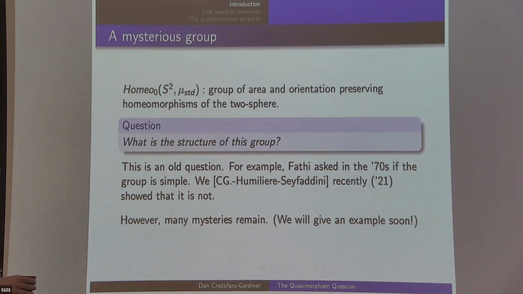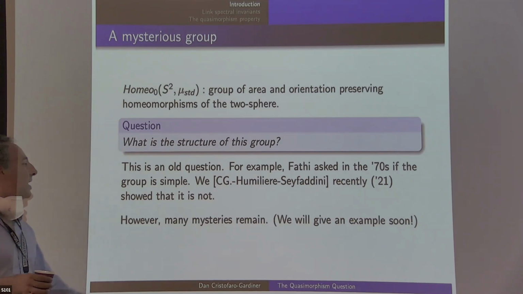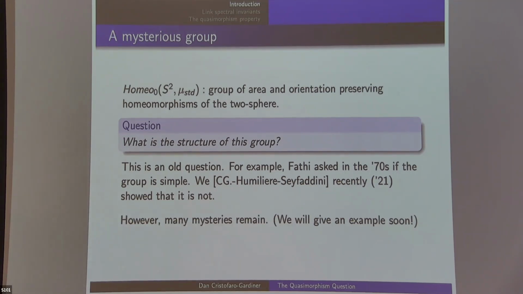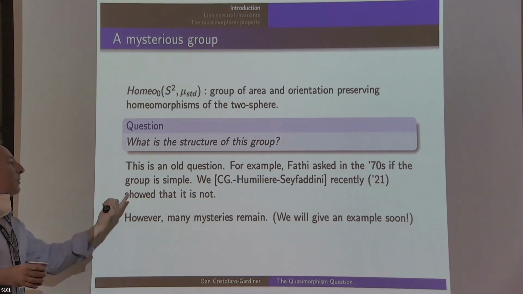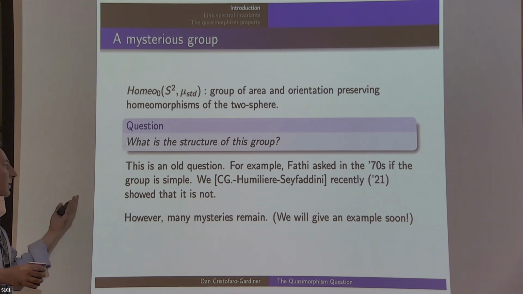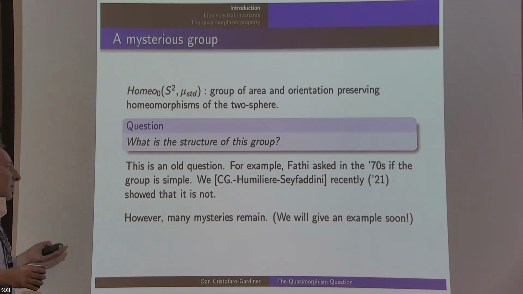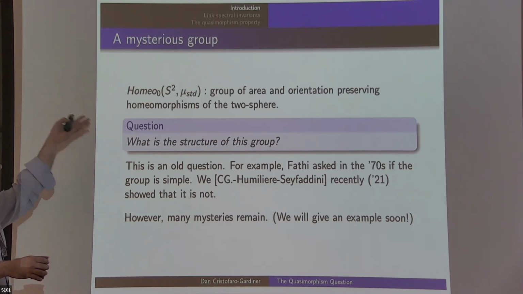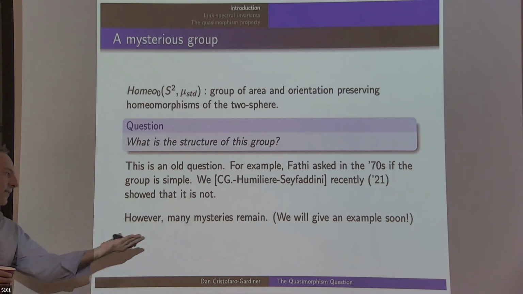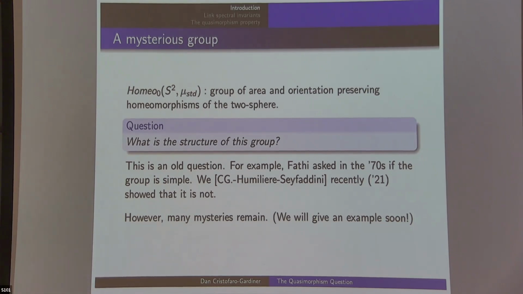And it turns out that the structure of this group is a big mystery, just as abstract algebraic structure. For example, in the 70s, Fathi asked if this group is simple. And we figured this out about 2 years ago. We showed that it's not simple. However, there's lots of things that one would like to understand about this group that we still do not. It's not simple, so that means it has some normal subgroups, but we don't understand the normal subgroup structure so well. As I said, I'll give an example of something else we don't understand very well. It seems to be a big mystery.